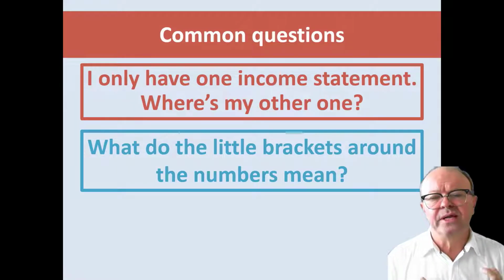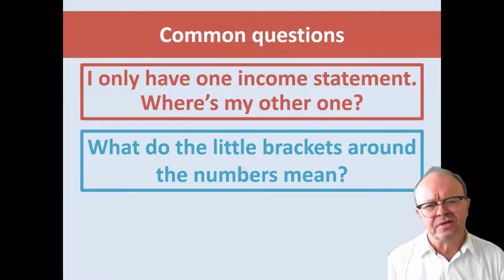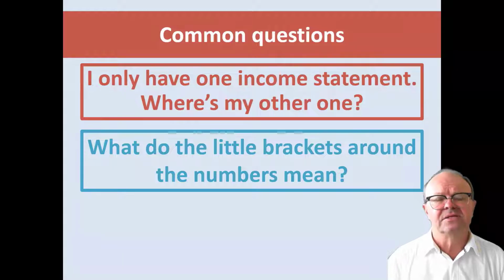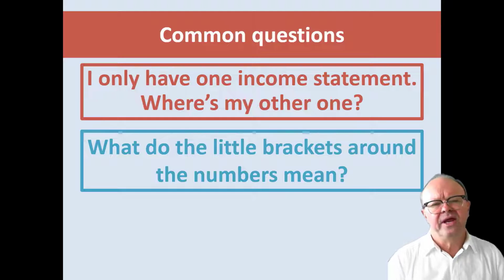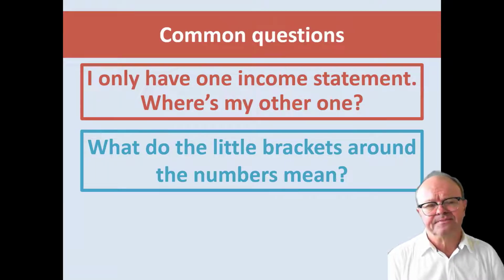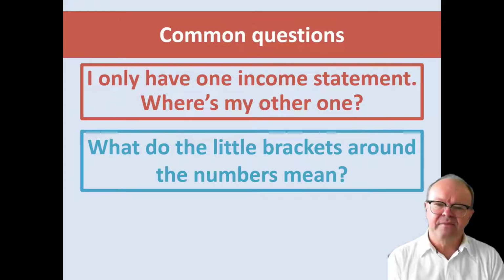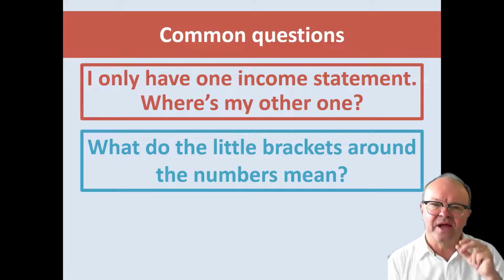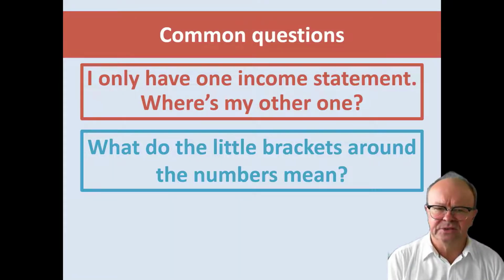Some people ask, what do the little brackets around the numbers mean? By convention, we often in accounts put brackets around negative numbers. So in your financial statements, if you've got some negative numbers, some people make losses rather than profits, you'll typically have some brackets around those negative numbers. So that's what it means. When you input the numbers, you input them as a negative number. Like if you had 100,000 with brackets around it, you would put minus 100,000 into your Excel.